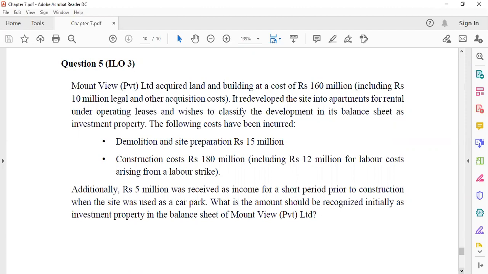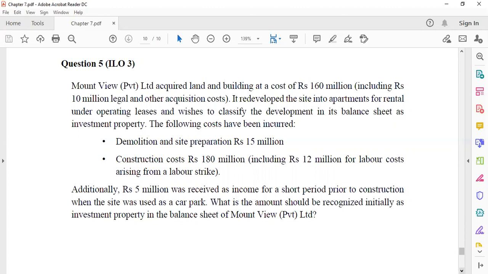It redeveloped the site into apartments for rental under operating leases. Then having acquired this particular property, you have redeveloped that. You did some improvements to convert that into a kind of apartment where you expect to rent them under the operating leases. And wishes to classify the development in its balance sheet as investment property. So now you think of classifying it as investment property. That is perfectly fine, because if you acquire a particular property with the intention of developing it as an investment property, yes, that is investment property. No problem with the classification.